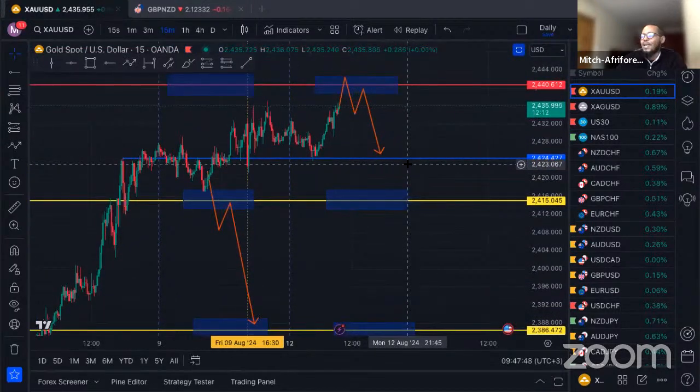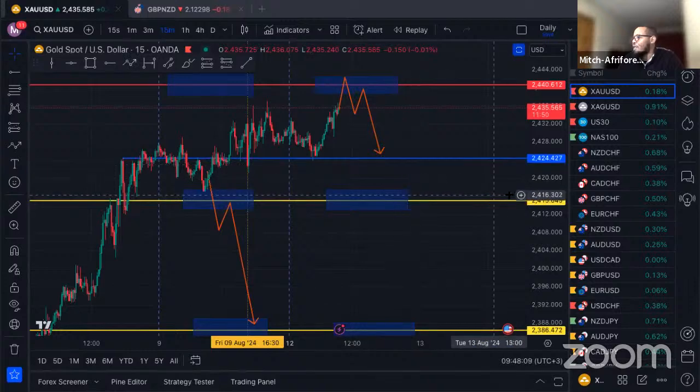Remember, this pair is mainly active during the US session, but that doesn't mean we might not see activity during the London session. So just keep an eye out at 10 o'clock and 10:30, and see what kind of reaction we get. If we don't see any reaction, then you can wait for the US session to see whether you could get some trading opportunities there.